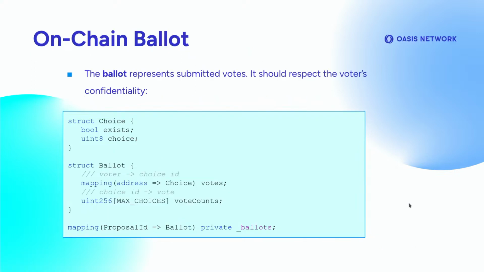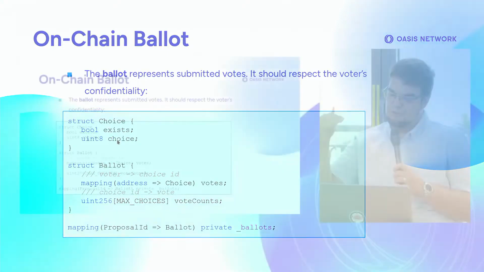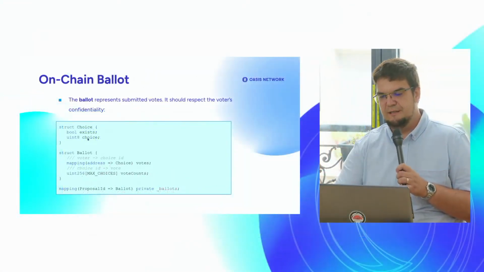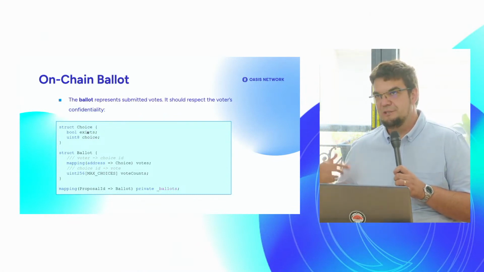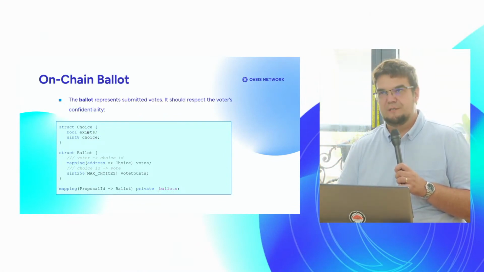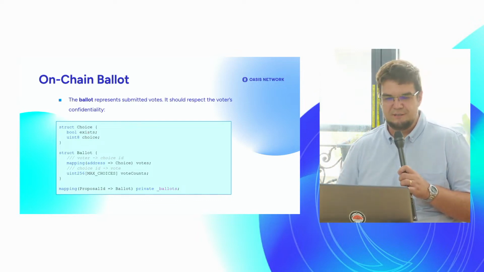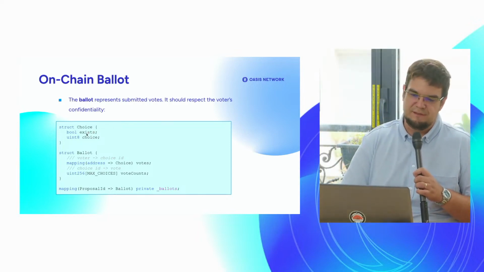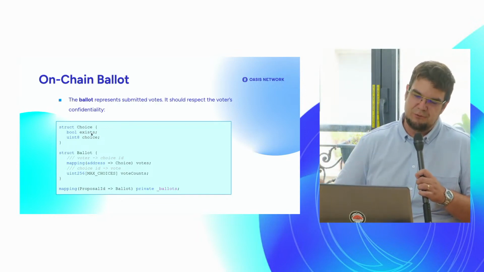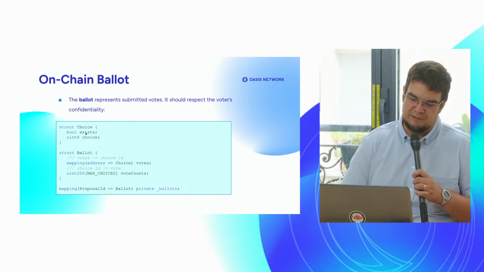Okay, now the confidential part. How do we store the voters' ballots? Each voter constructs this choice. It is just a simple record of which choice I made, which option I checked. This exists field is just a helper, because when you're fetching, for example, whether the voter voted already, Solidity will automatically, as syntax sugar, generate a choice for you, but this exists will have a false value. So actually stored voted values will have this set to true.